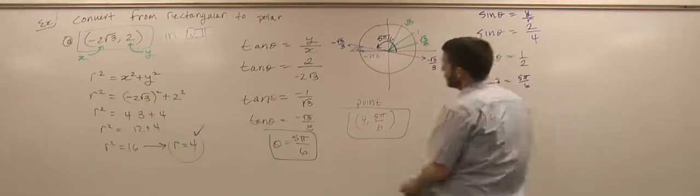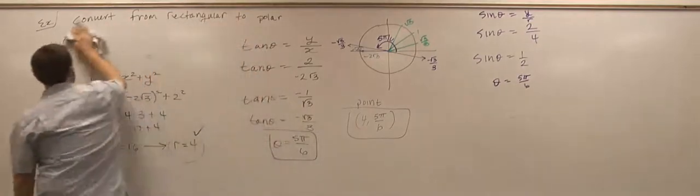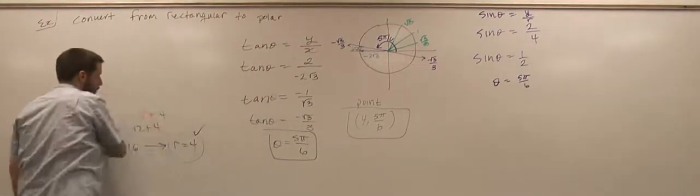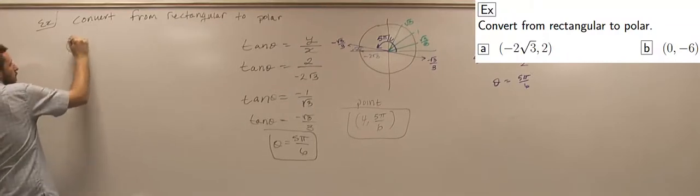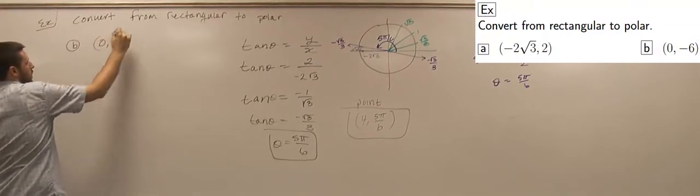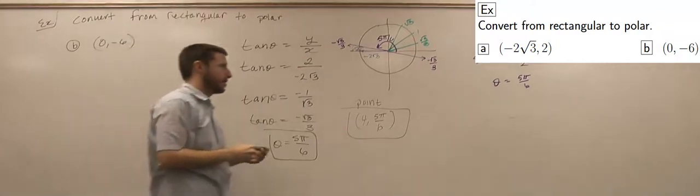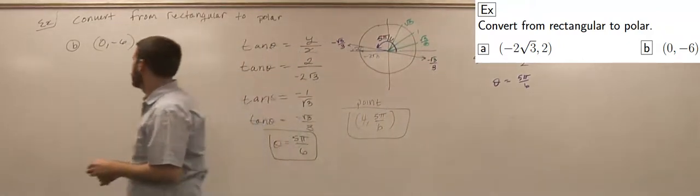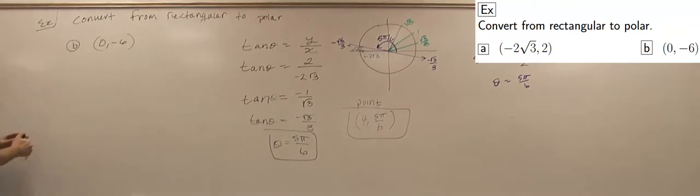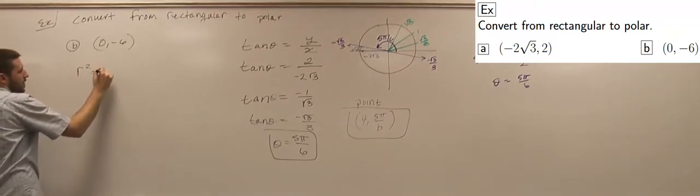What about 0, -6? Convert from rectangular to polar. So we should find r. Sure, you can find r. Where you are. So Pythagorean theorem? Yeah.